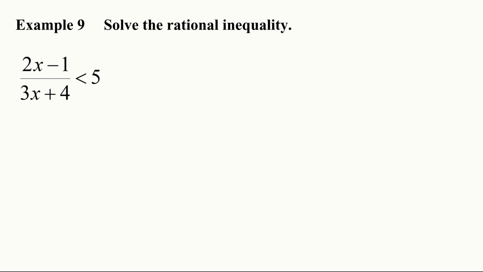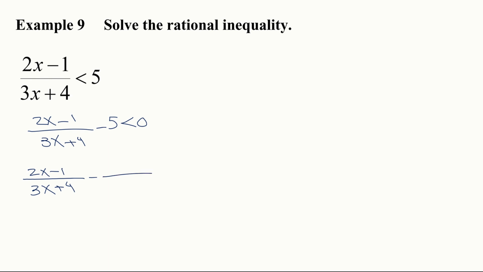We basically are going to move both of those to one side. So 2x minus 1 over 3x plus 4 minus 5 is less than 0. Again, we need a common denominator, so it's going to be 3x plus 4. So 2x minus 1 over 3x plus 4 minus, this is like 5 over 1, so 1 times 3x plus 4 is 3x plus 4. Since we're multiplying the denominator here by 3x plus 4, we got to do the same on the top. We get less than 0.